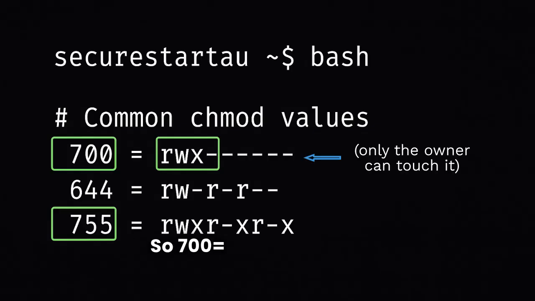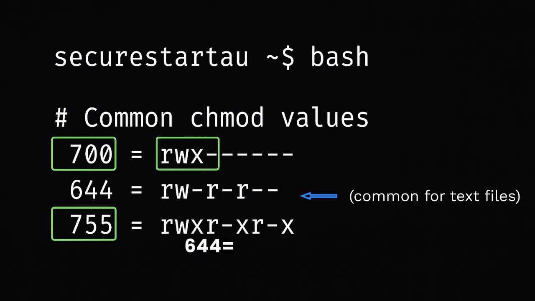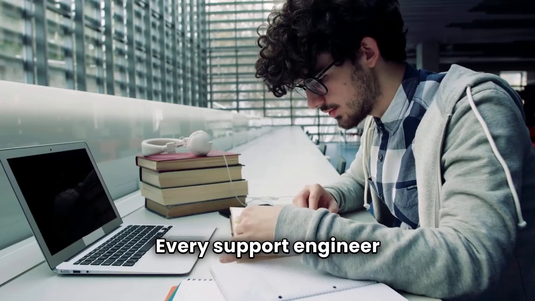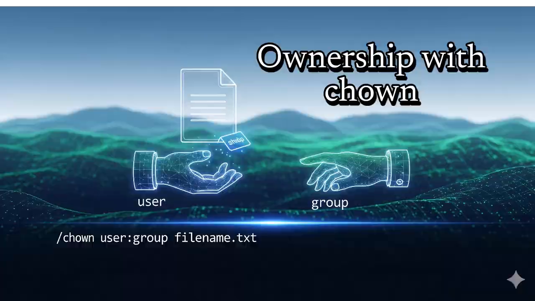So 700 is rwx------. Only the owner can touch it. 644 equals rw-r--r--, common for text files. 755 equals rwxr-xr-x, common for scripts. Every support engineer memorizes these patterns.